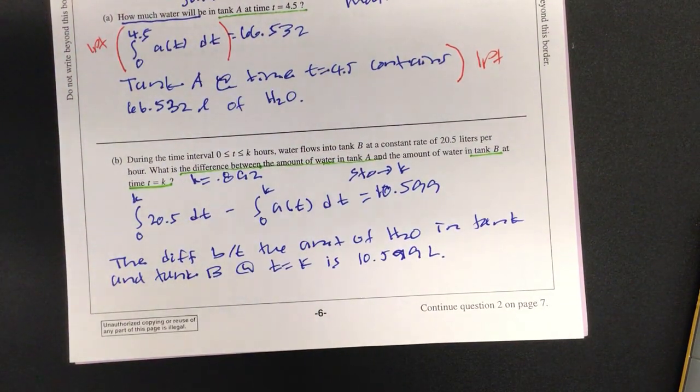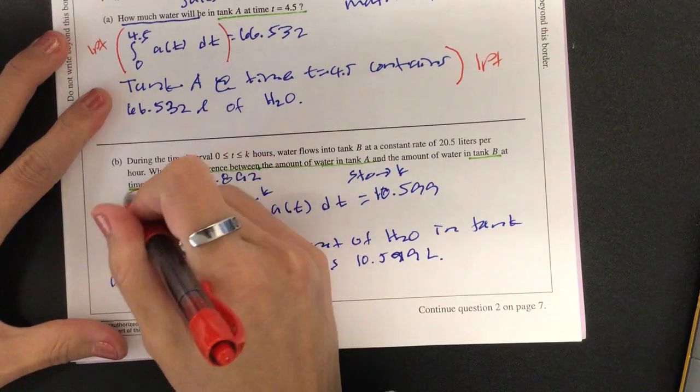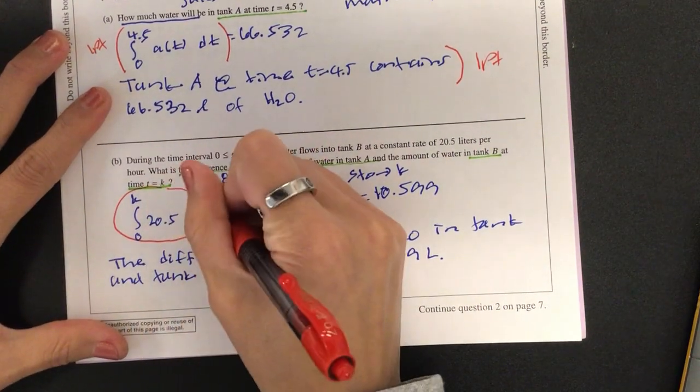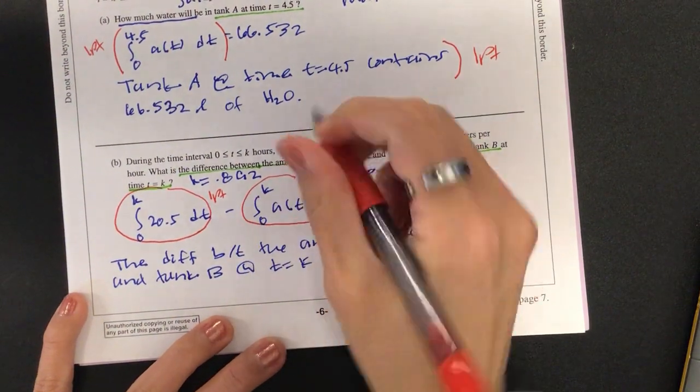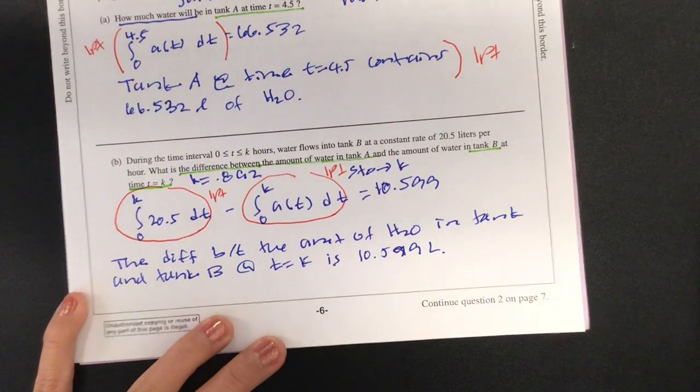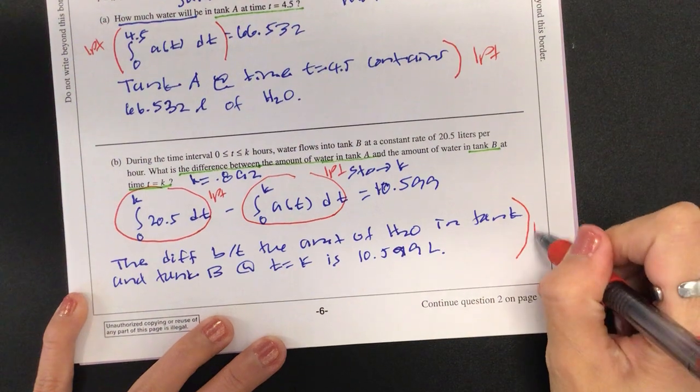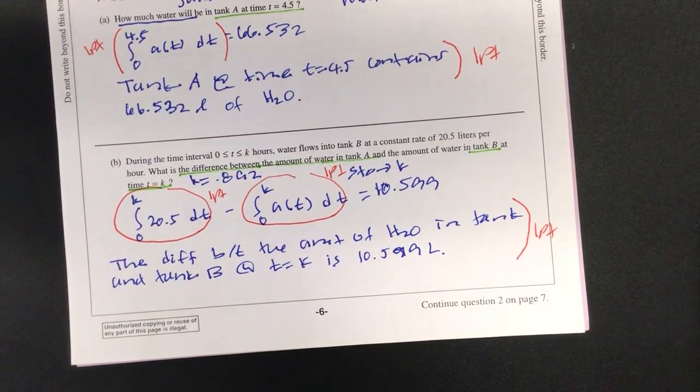So let's look at our point system. Knowing to integrate 20.5 is going to give you 1 point. Also, knowing to integrate A of t is going to give you another point. And then writing the whole phrase with the key words will be 1 point. There's something ambiguous. Is it clever for me to leave t equals K, or should I change that?